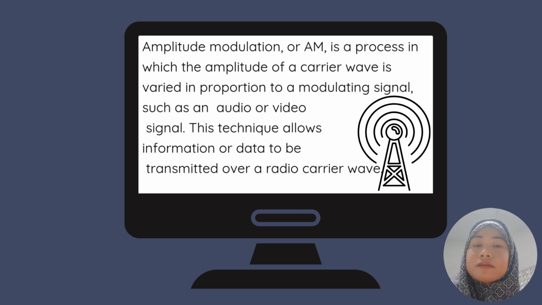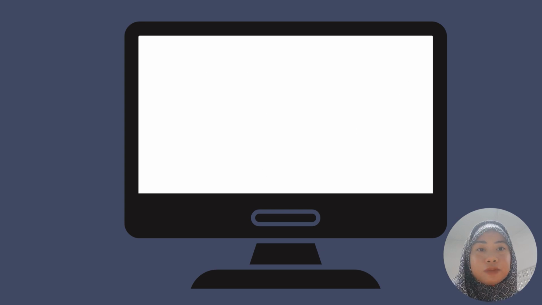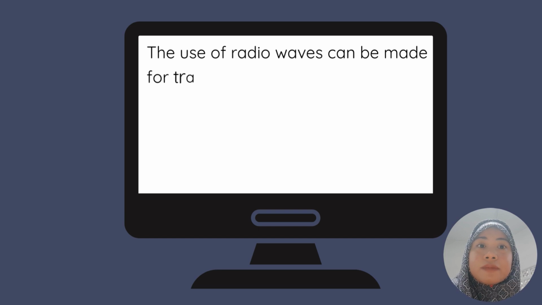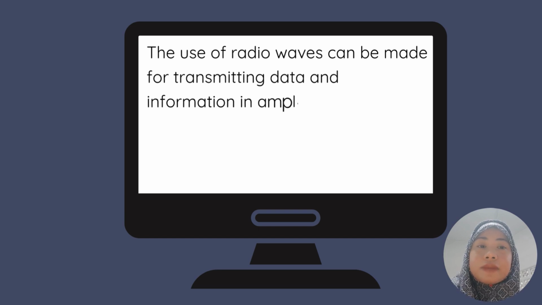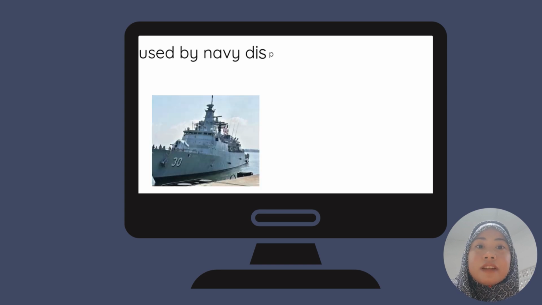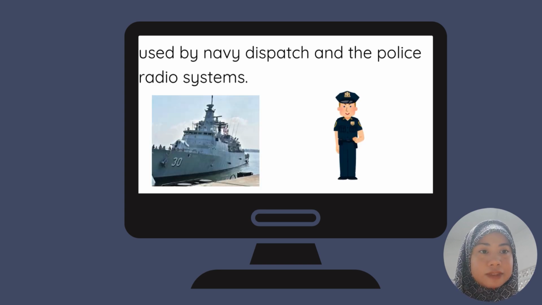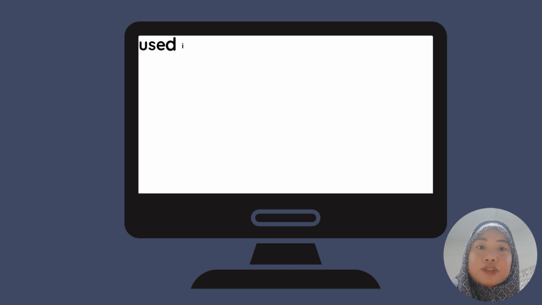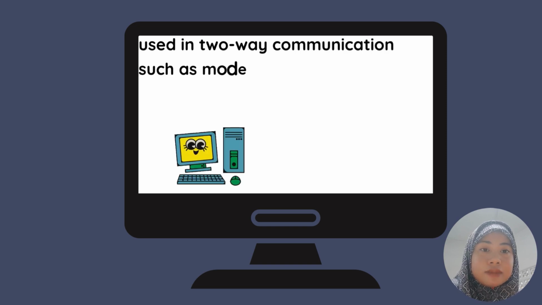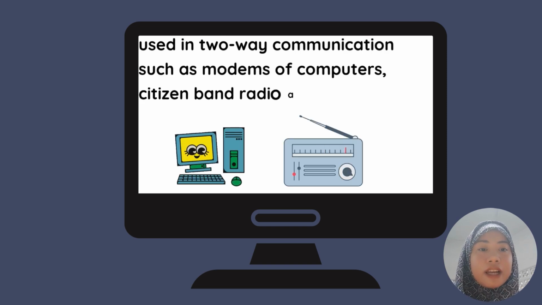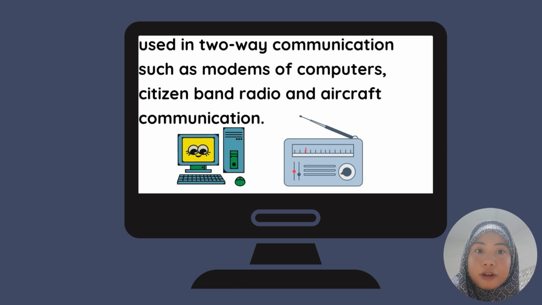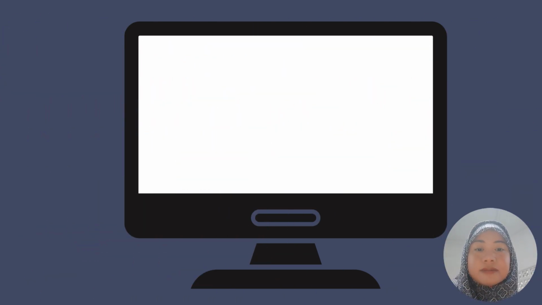There are numerous applications of amplitude modulation. For instance, radio waves can be used for transmitting data and information in amplitude modulation. Also, it's used by the Navy dispatch and police radio systems. Other than that, it's also used in two-way communication radio systems, computer modems, citizen band radio, and of course aircraft communication.